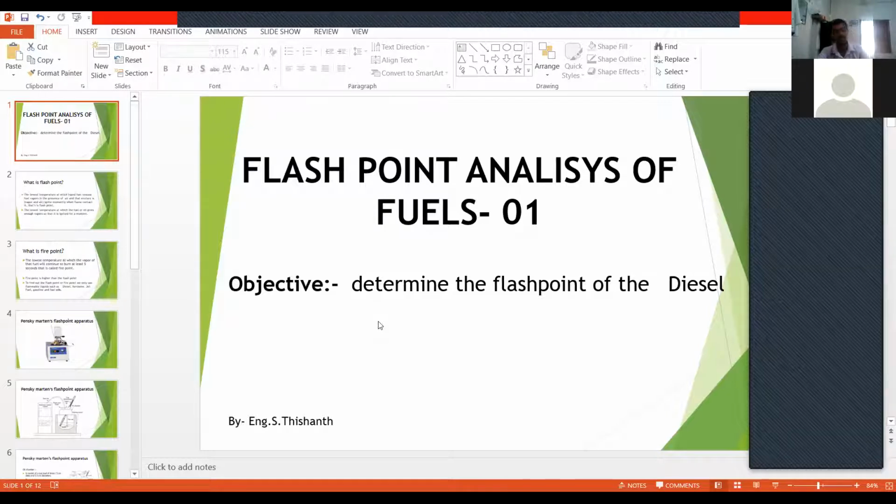The first one is we are going to determine the flashpoint for diesel fuel, right? Today's session is about diesel fuel. And for next week, next Monday, we'll have a session about determining the flashpoint for petrol, right? Petrol fuel.